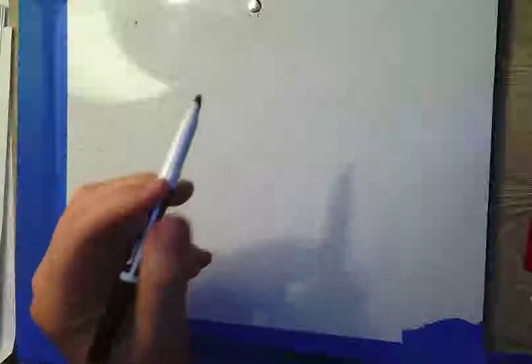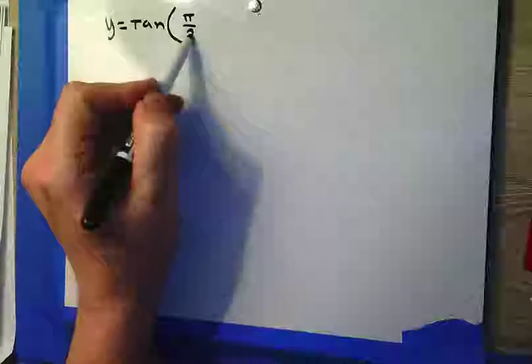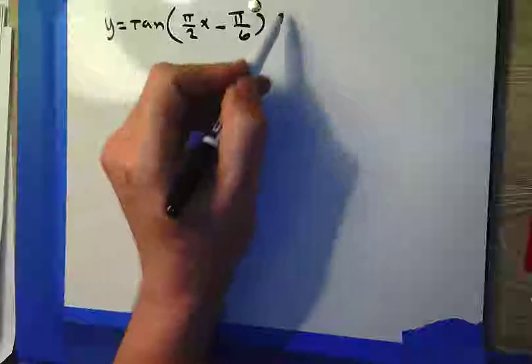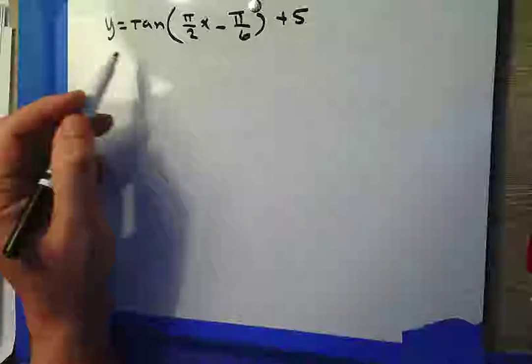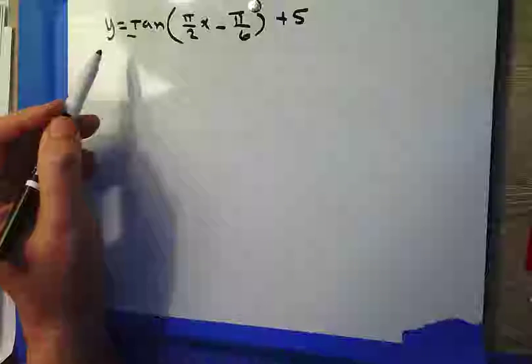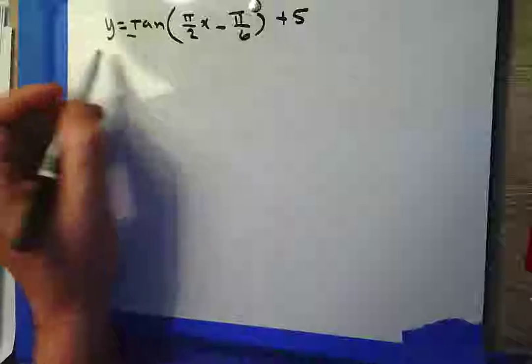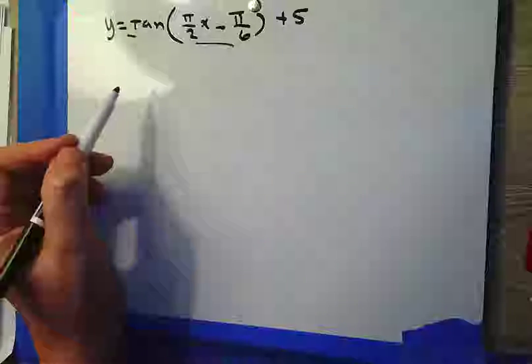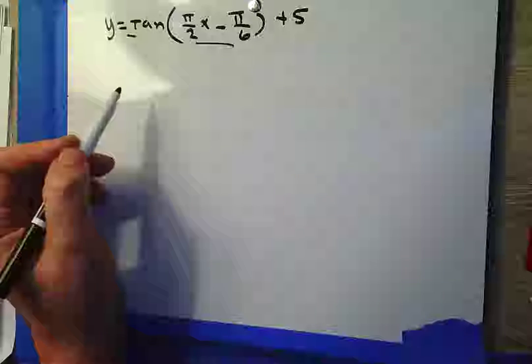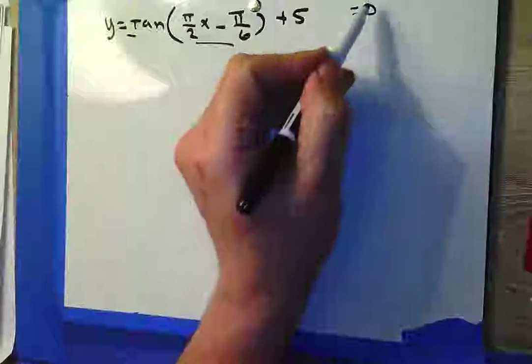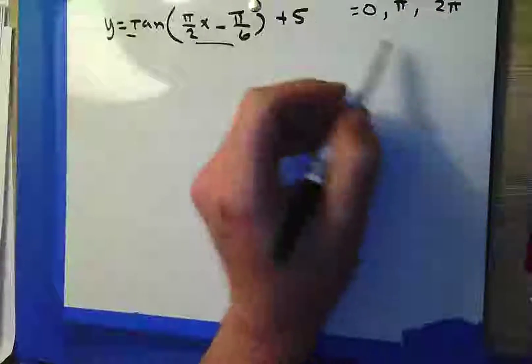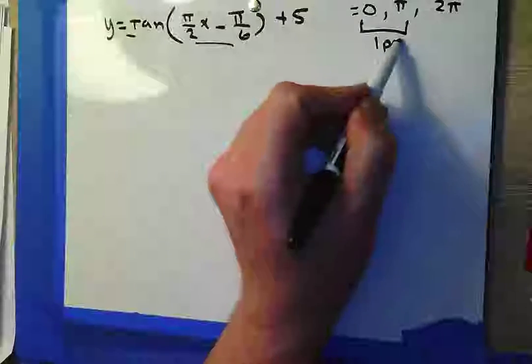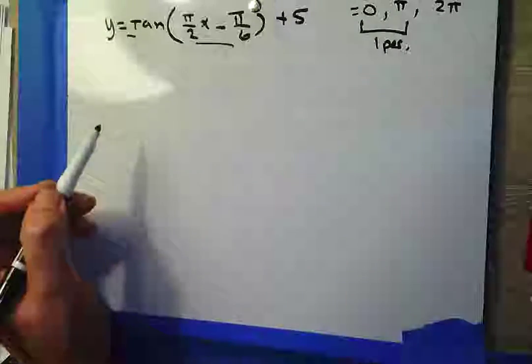Let's take care of graphing tangent and cotangent. Okay, so our tangent graph, y equals tangent of pi over 2x minus pi over 6, plus 5. Remember, amplitude doesn't play a role for us because we're not graphing with quarter points. And what do I set this equal to? It's not 0 and 2 pi and 4 pi. It's 0, pi, and 2 pi. Equal to 0, pi, 2 pi for 2 periods. This is for one period. This is because the period of tangent is only pi.